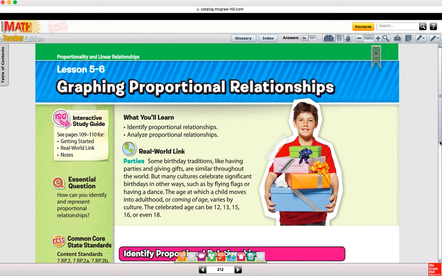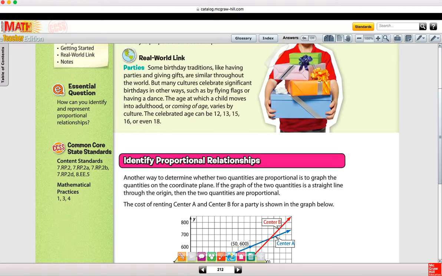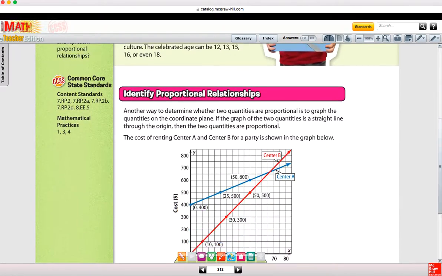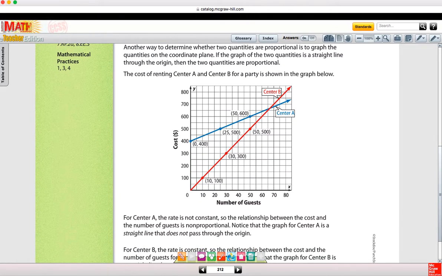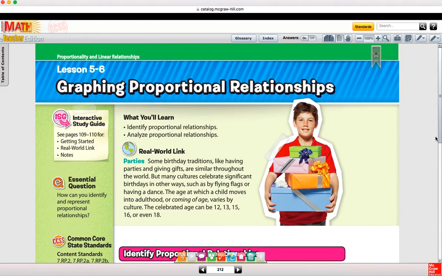For Lesson 5-6, we're graphing proportional relationships, and there are no vocabulary words, but you want to make sure and always take a look at the examples given in the book to get an understanding of what we're talking about here. As you can see from the What You'll Learn section, we are identifying proportional relationships and analyzing proportional relationships.